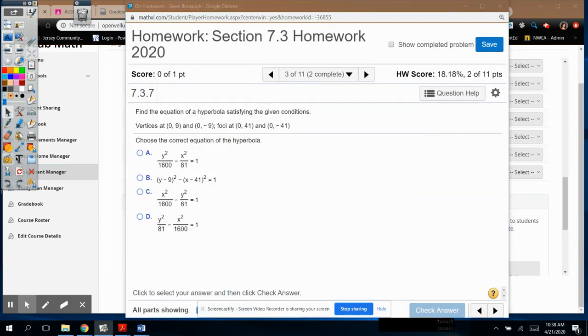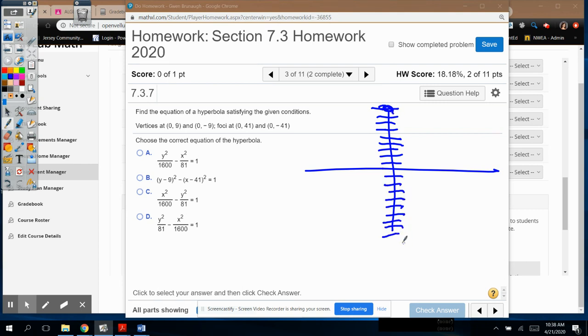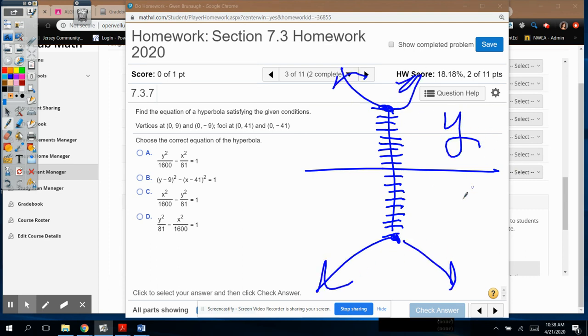Okay. Now this one, we're going to have to find the equation. They're going to give us the hints. I suggest you sketch it first. 0, 9, over 0 up 9, is a vertex. 1, 2, 3, 4. Okay. Which means that those are the vertices and it's got to be going this way. It's got to be going up and down, which is the Y direction, which means Y has to be first. So that means my choices are, this isn't right. It's one of these guys.